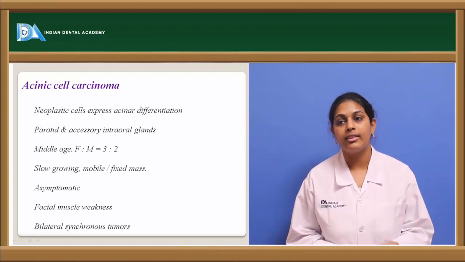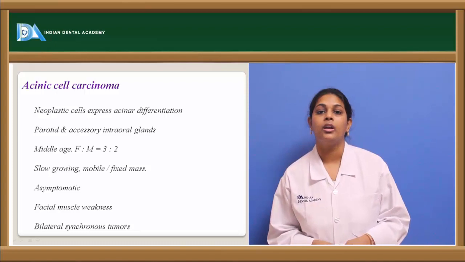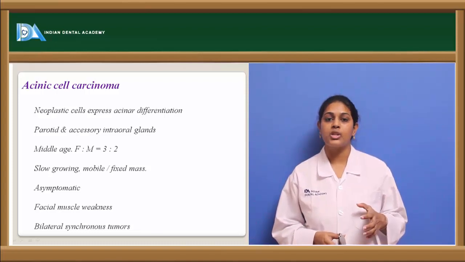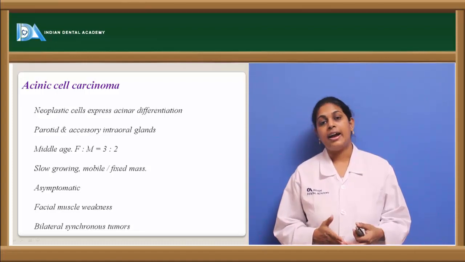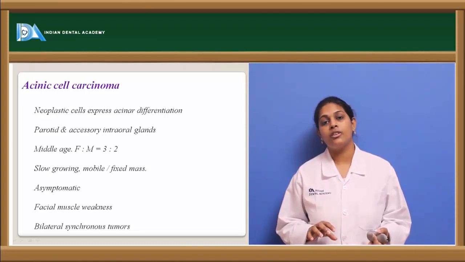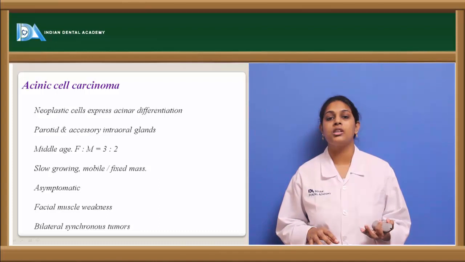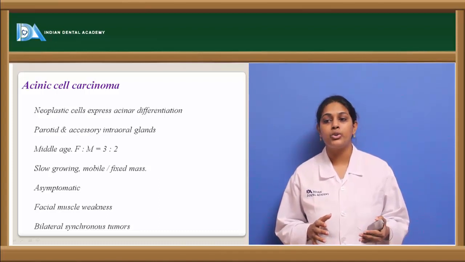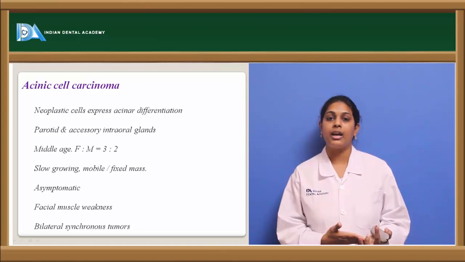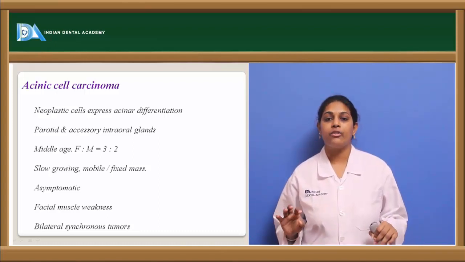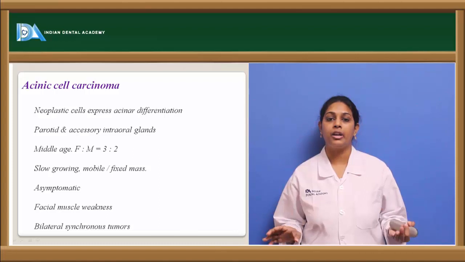We also see facial muscle weakness, since it involves the glands which are present within the face. If this tumor occurs and is progressive, then there is bilateral involvement. So it is known as bilateral synchronous tumors, because both the right and left parotid glands are involved with this tumor.